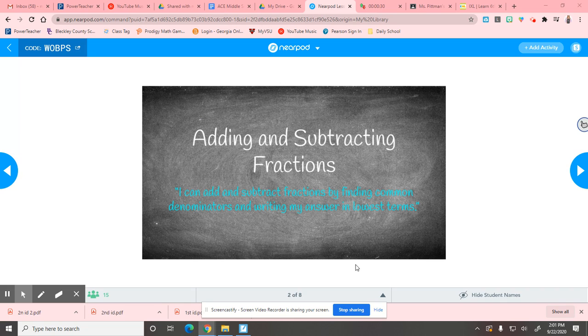So today's I can statement is I can add and subtract fractions by finding common denominators and writing my answer in lowest terms.